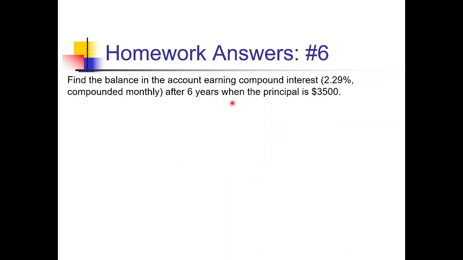On this one, they want the balance of an account earning compound interest, 2.29% compounded monthly, after 6 years with a principal of $3,500. Since we're compounding non-annually, we're going to use our interest formula here, P times 1 plus r over n to the nt. So for our principal this time around, we've got $3,500. And our interest rate is 2.29%, so that's going to be 0.0229 if I plug that in as an r value.